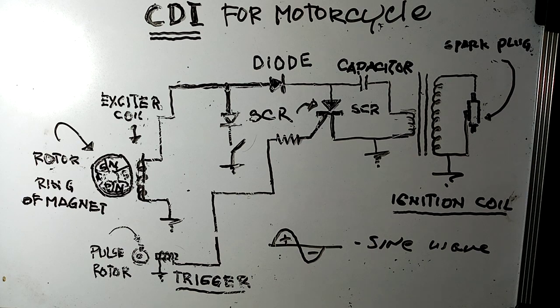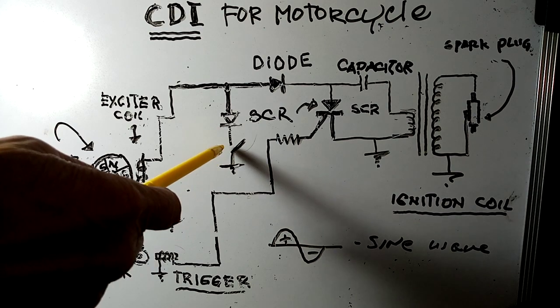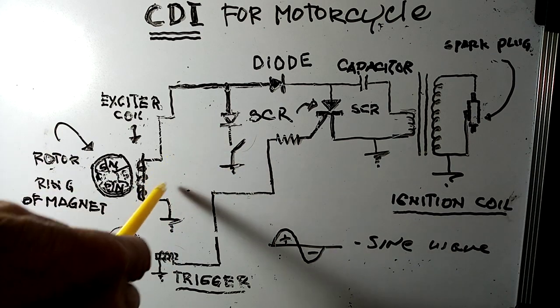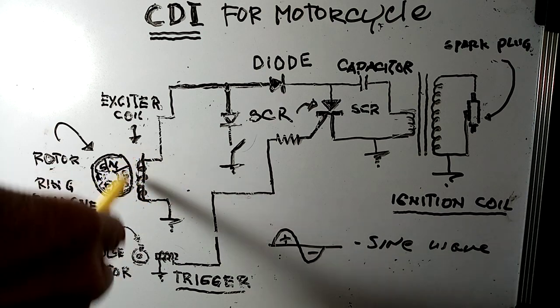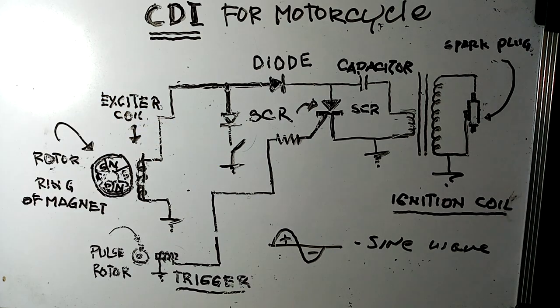So if you shut off this system, this is the on-off switch, all the current here will drain to ground, so the system will not function. So that is my simple explanation of a CDI, capacitive discharge ignition.